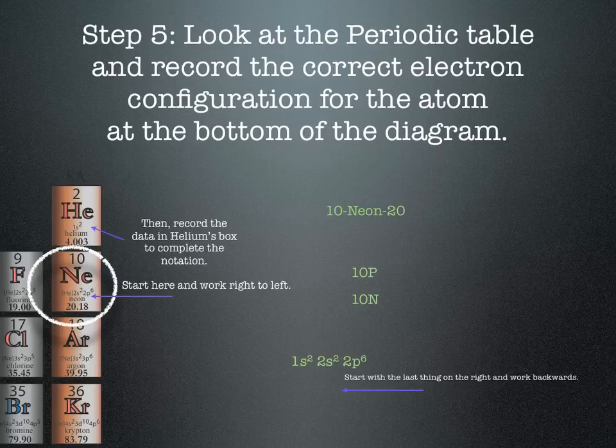Then you'll notice a reference to the element helium. This means the periodic table is simply out of space, and they need to send you back to helium to record the last piece of information for this atom. If you go back to the box for helium, you'll see that the electron configuration for helium is 1s2. First energy level, s subshell, you'll find 2 electrons. So the complete electron configuration for this atom would read 1s2, 2s2, 2p6.